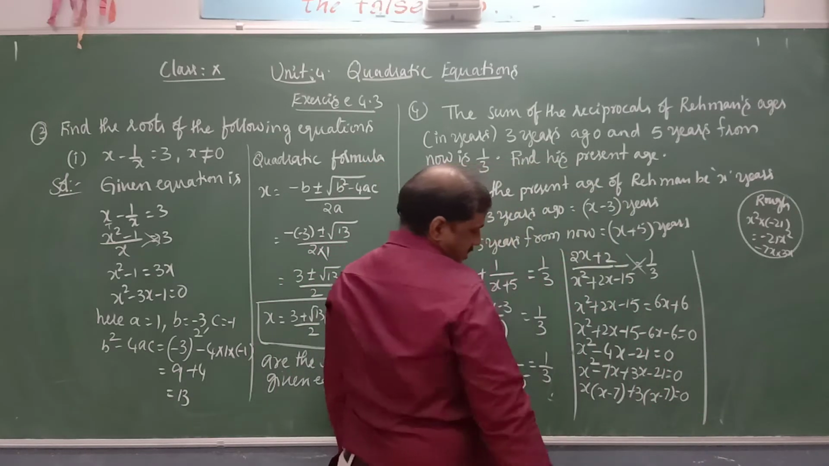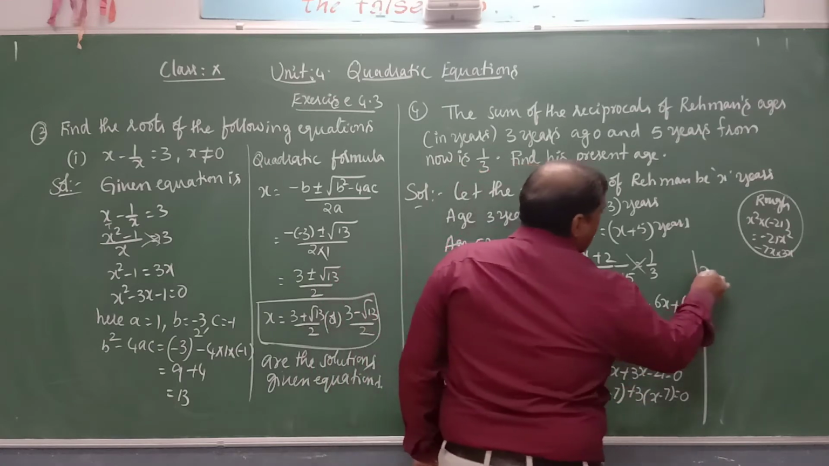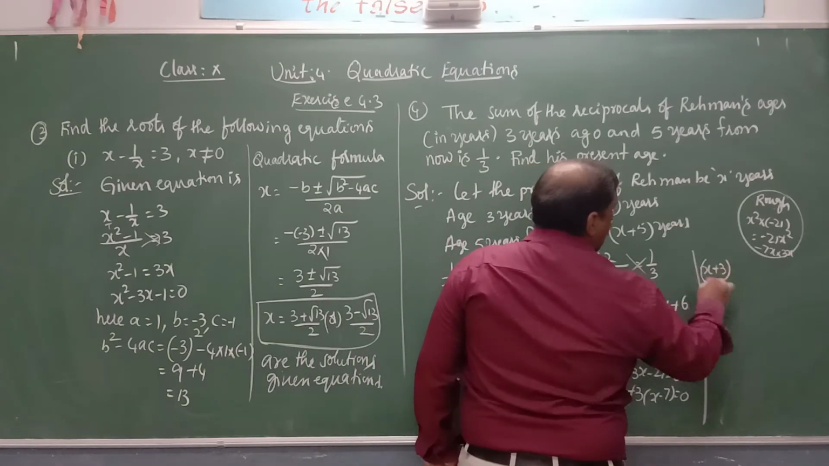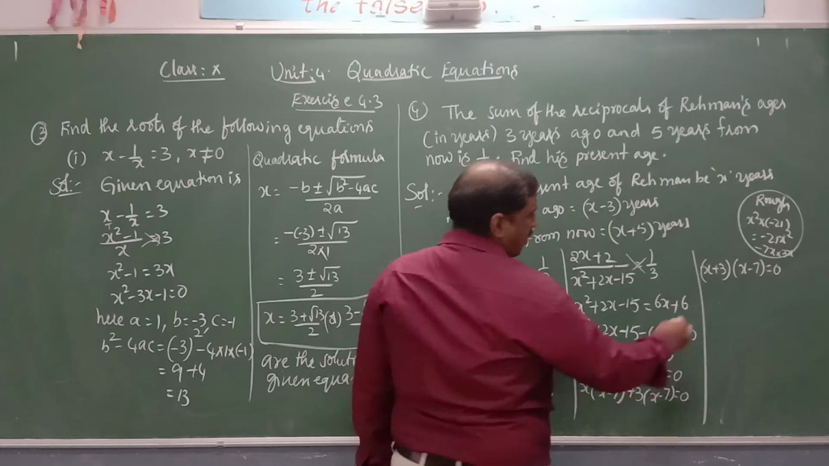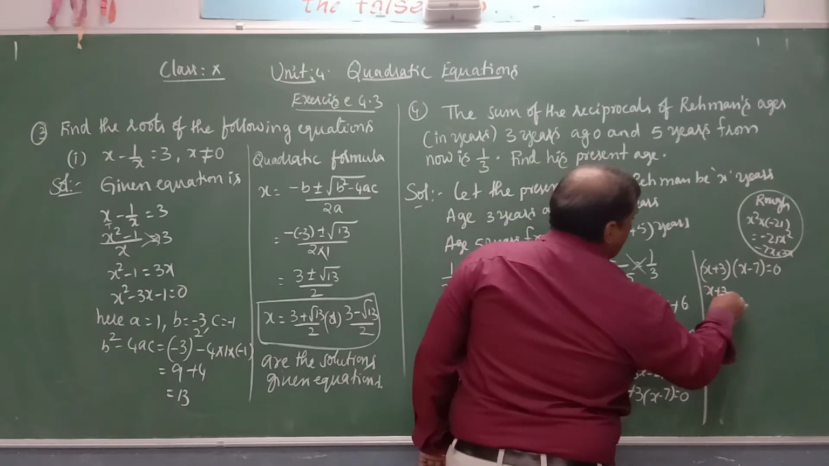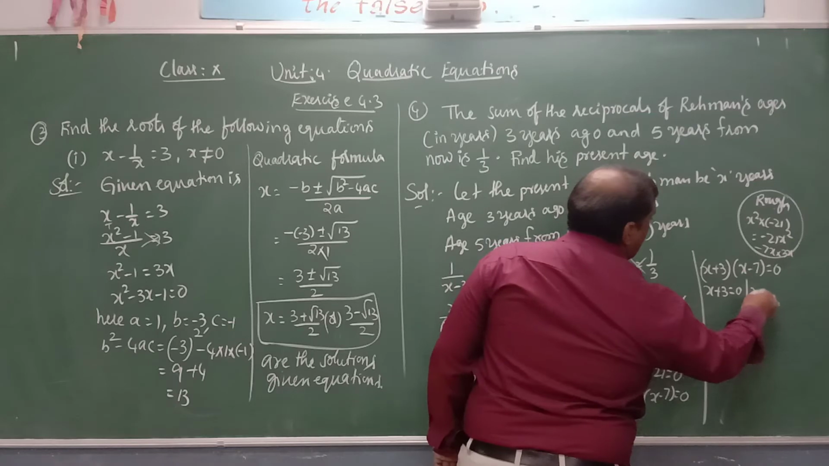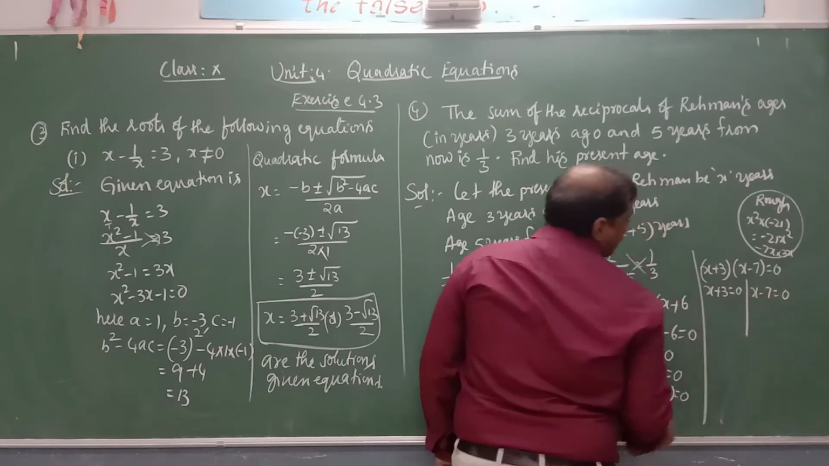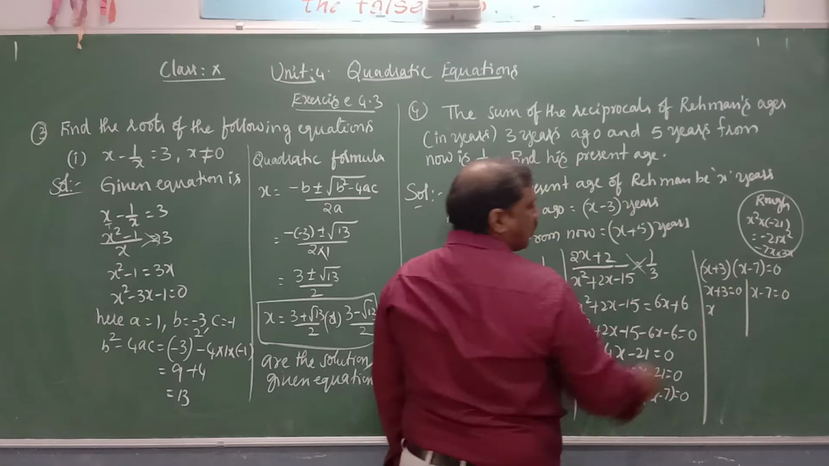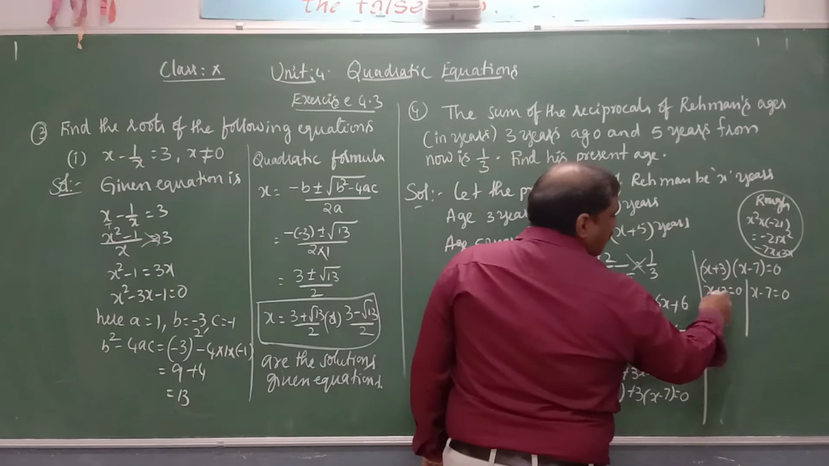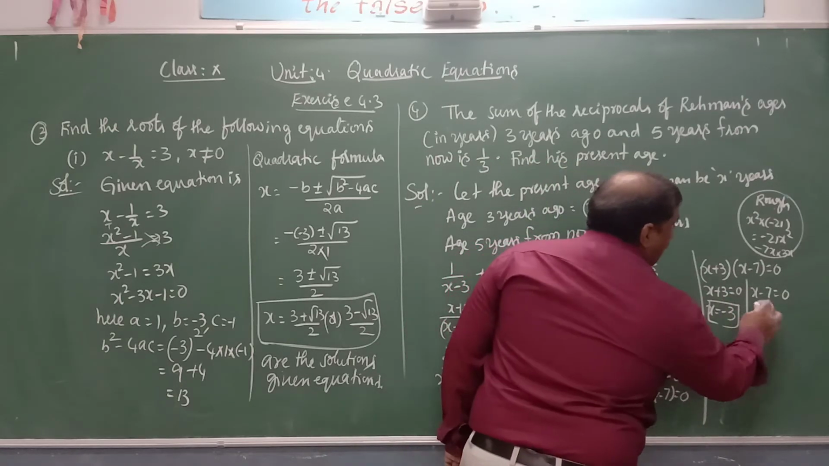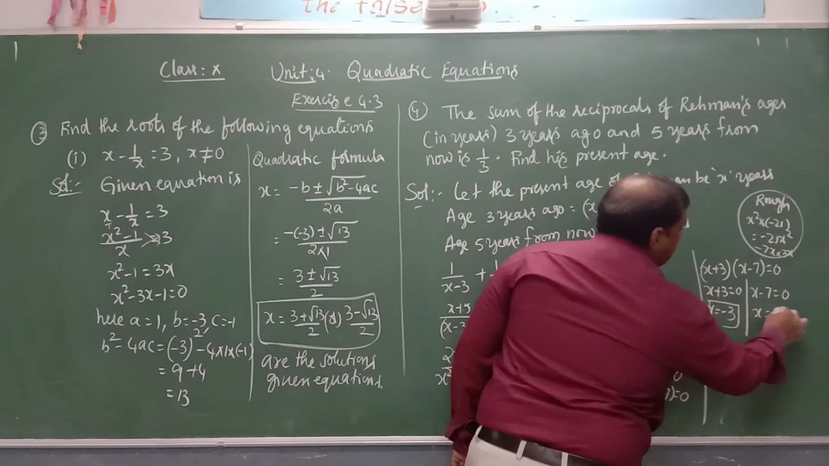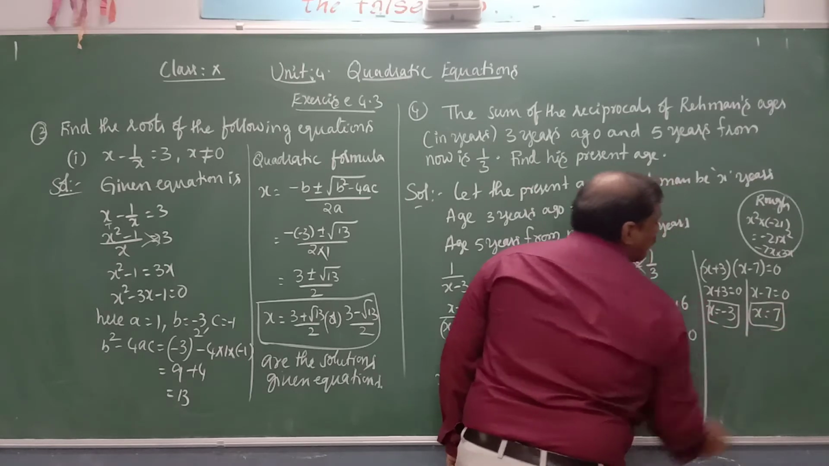Now (x + 3)(x - 7) = 0. So x + 3 = 0 or x - 7 = 0. Transpose +3 to the other side, we get -3. Therefore x = -3. And transpose -7 to the right side, we get +7. That is x = 7.